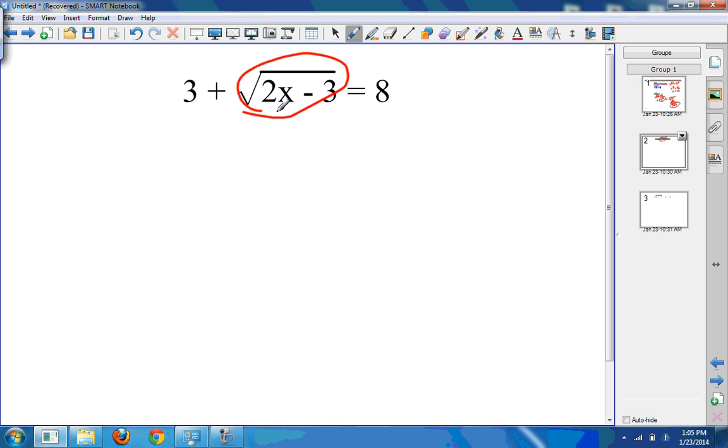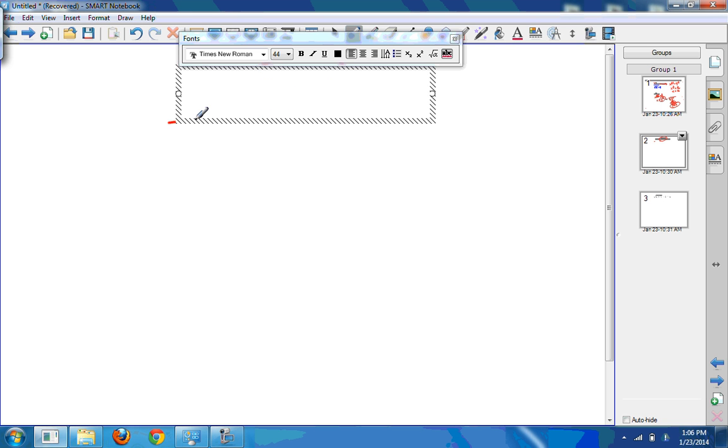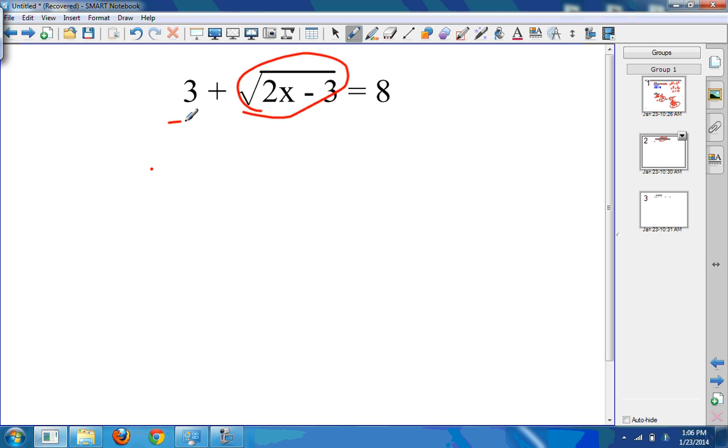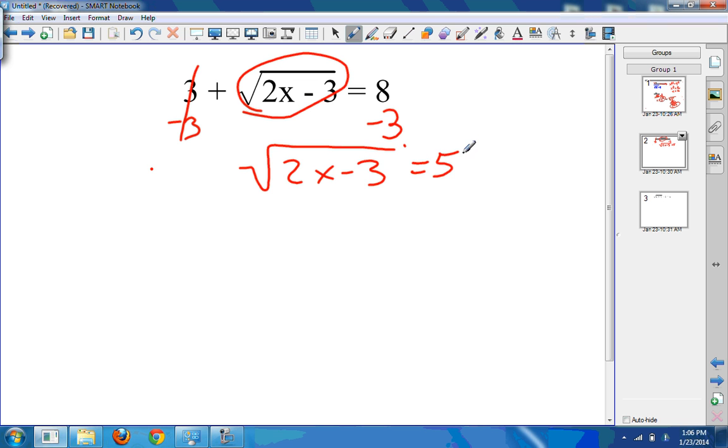So if I subtract 3 on both sides, it cancels out over here, and I get the square root of 2x minus 3 is equal to 5. Now, I need to get rid of the square root. So to get rid of the square root, I'm going to square both sides.